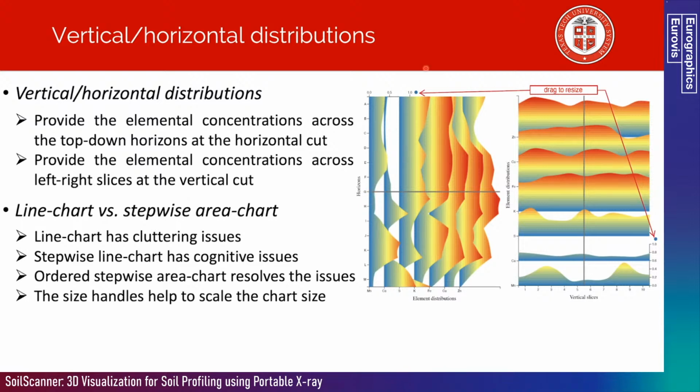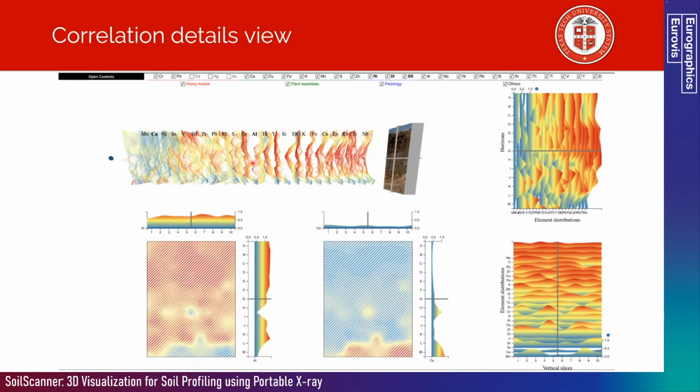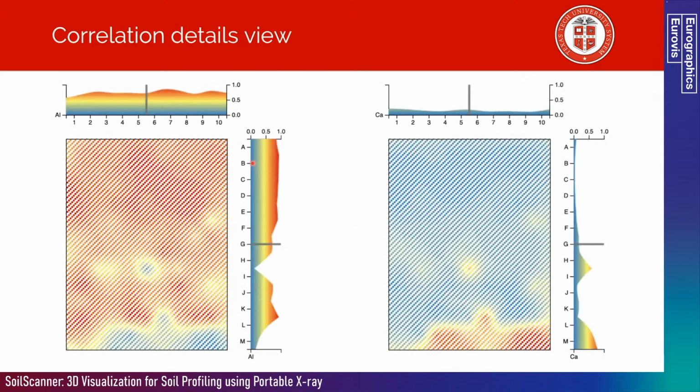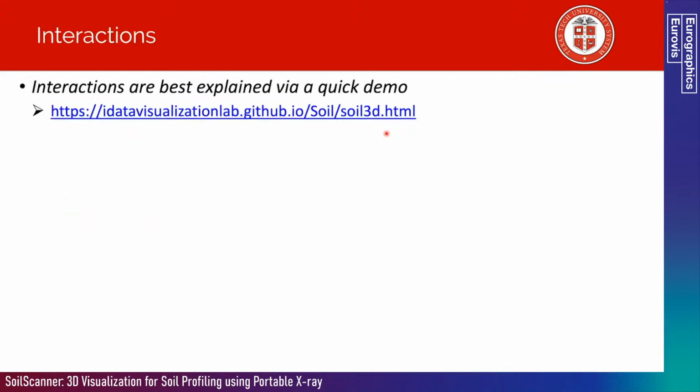Furthermore, we also provide handles so the users can drag and scale the chart size if they want to. Correlation details view. Soil scientists often like to view and compare pairwise elements, so they can select any two elements to compare in detail. In this details view, users can use full orbit controls such as zooming, panning, and rotating to further investigate the distributions and compare them. Interaction. The interactions are best explained via a quick demo video.